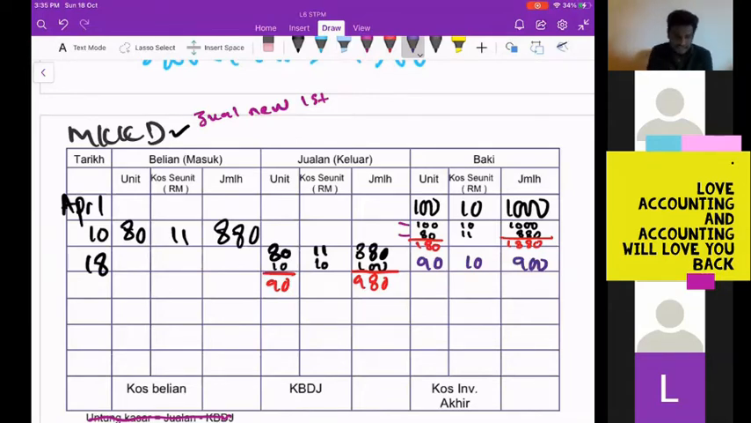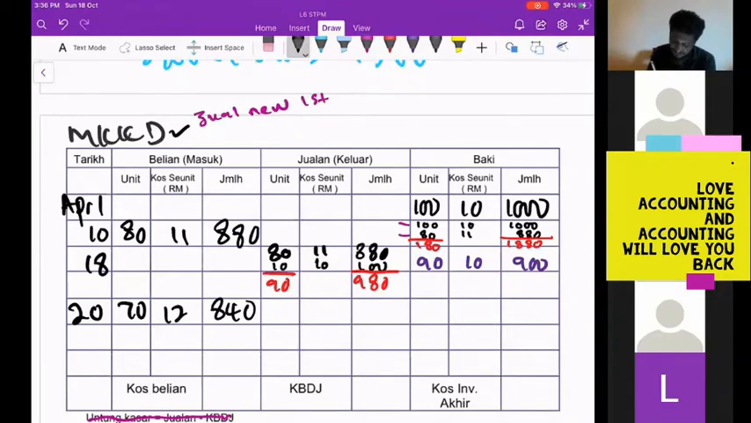After that, what happened on the 20th? Saya beli lagi. On the 20th, saya beli 70 at 12 ringgit, 840. Sir, it's not 980 as well.